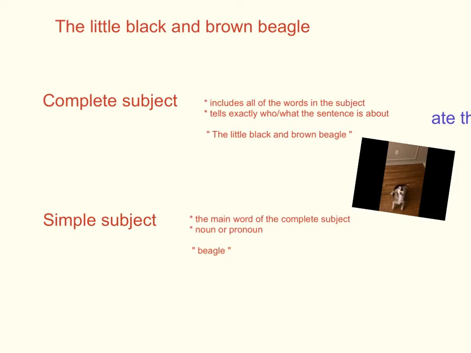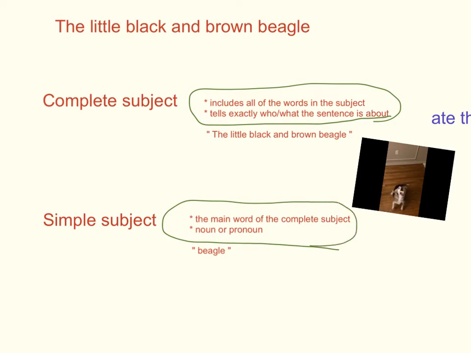Narrowing our focus, we have the simple subject. The simple subject focuses on the main word of the complete subject. It's a noun or pronoun. In our example, it is the beagle. What you'll want to do right now is pause the video, and as you pause the video, you can write down the definition inside your notebook for both the complete subject and simple subject.